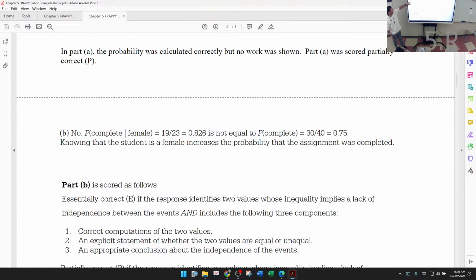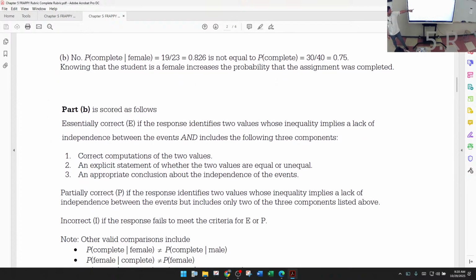Part B is scored as follows. Essentially correct that the response indicates a two-way value, must include these three things. Correct computations of the two values. So you've got to have correct computations. You can't just say this is some value, whatever it is, and this is some value, whatever it is, and those not be right. If they're not right, then you don't get credit for it. So whichever one you decided to use, or whichever two you decided to use, because you had to have two. You've got to have this fraction equals this fraction, or this fraction does not equal this fraction. And they didn't equal. So they had to be correct.